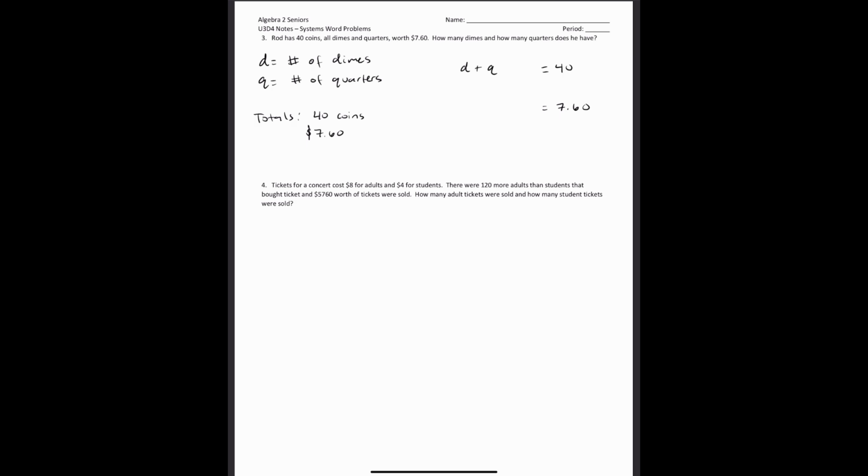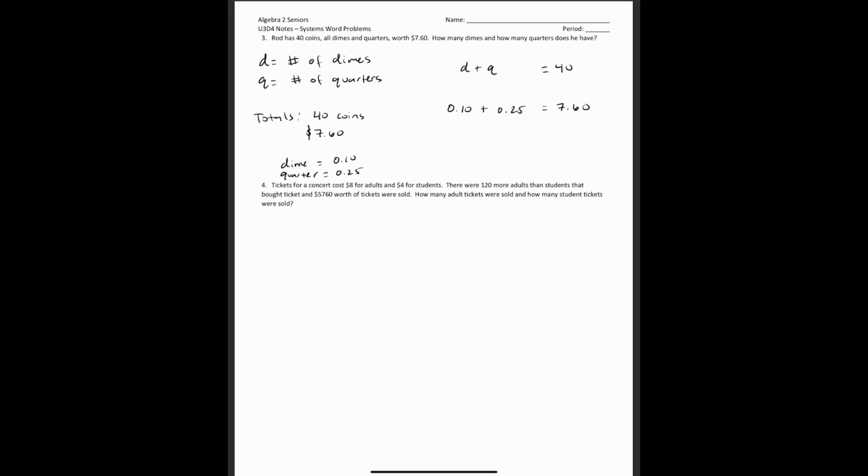Now for my second equation, we have $7.60. We do know that a dime is worth 10 cents and a quarter represents 25 cents. So I will write 0.10 plus 0.25. But this doesn't make sense because 0.10 plus 0.25 is 0.35 or 35 cents. That's not $7.60. So we are missing some things.